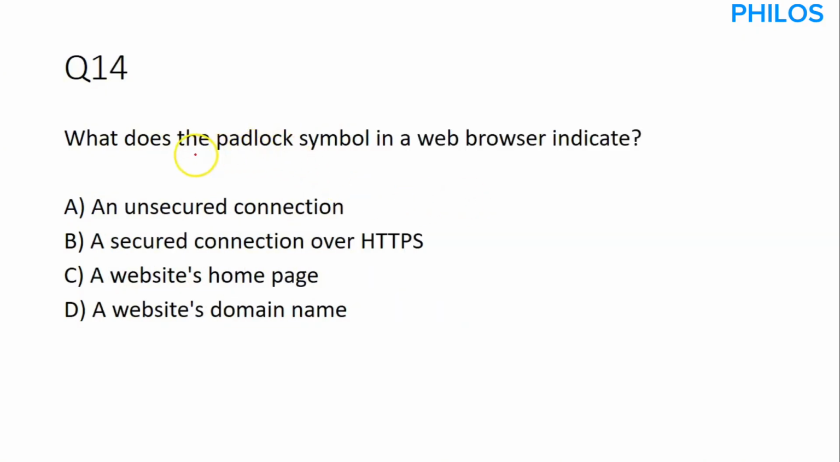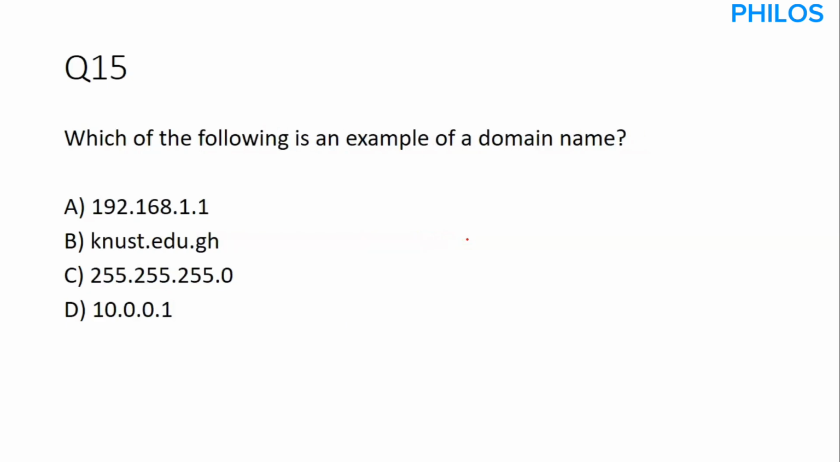14. What does the padlock symbol in a web browser indicate? When you go to some websites, beside the logo, you see some padlock symbol over there. So what does it indicate? That's what this question is asking. So the correct answer to this is option B, a secured connection over HTTPS. Okay, so let's proceed to the next question.